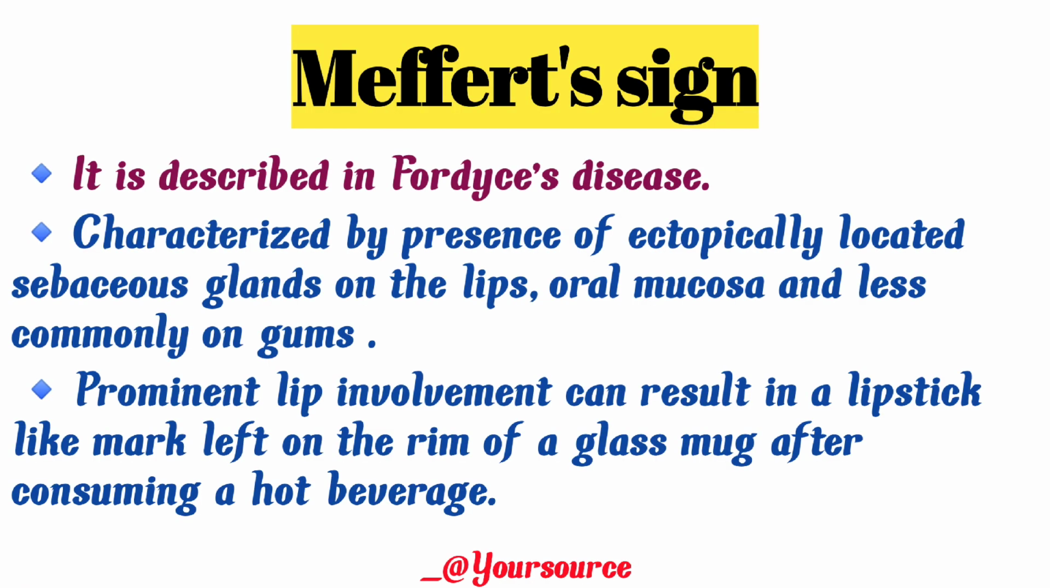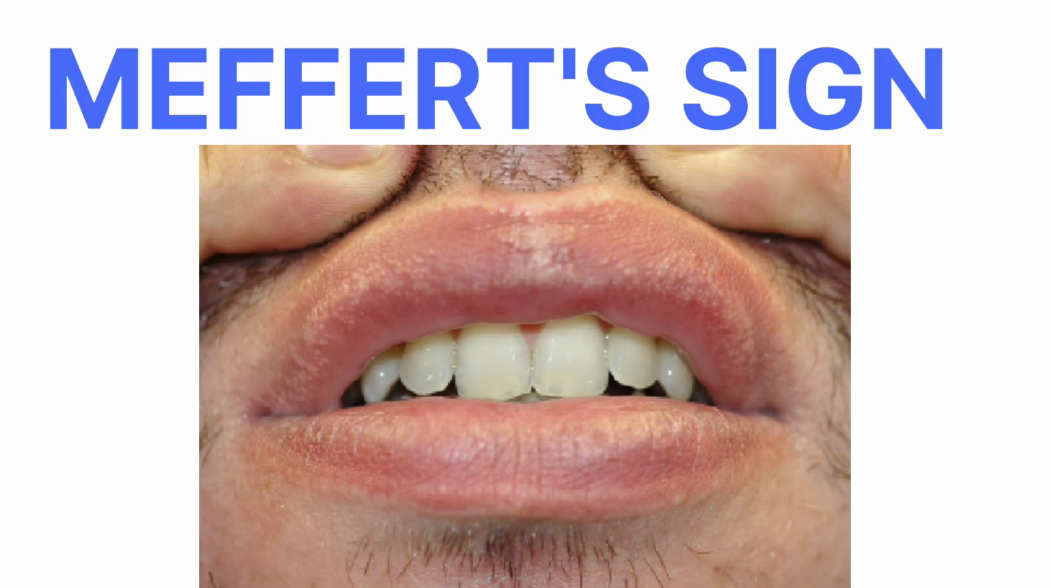Meffert's sign. It is described in Fordyce disease, characterized by the presence of ectopically located sebaceous glands on the lips, oral mucosa, and less commonly on the gums. Prominent lip involvement can result in a lipstick-like mark left on the rim of a glass mug after consuming a hot beverage.